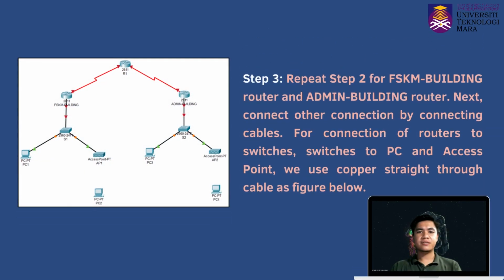Next is step 3. Repeat step 2 for FSKM building router and admin building router. Next, connect the other connection by connecting cables. For connection of router to switches, switches to PC and the access point, we use copper straight-through cable from the cable figure below.